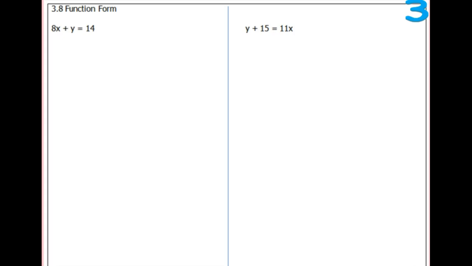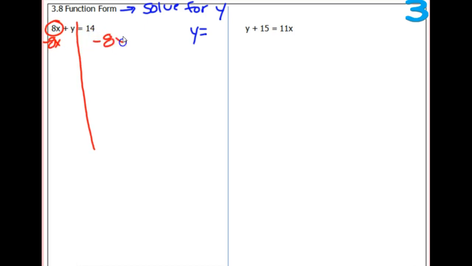Flip over to the back side. Function form. Function form really just means solve for y, or we want y all by itself. So in order to solve for y on this one, I just need to move my 8x to the other side. So I'm going to subtract 8x. So I have y equals, and remember we said to write our x's first, negative 8x, and then plus 14.